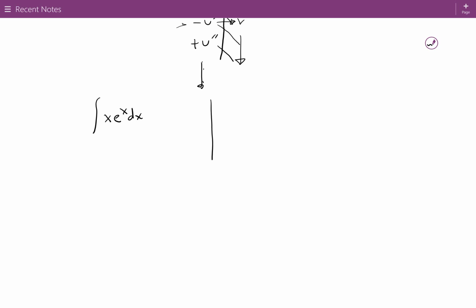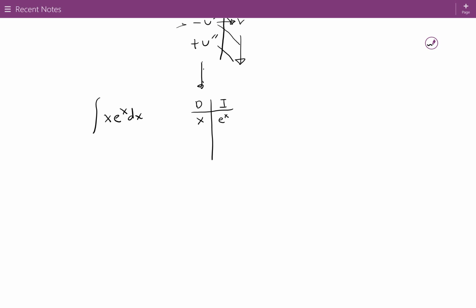So we're going to have our derivatives and our integrals. And we're going to put the x on our derivative side because x is easily derived to 0. E to the x you can keep deriving because the derivative of e to the x is e to the x. And similarly with an integral, e to the x integrated is e to the x. So it makes it easy to put e to the x on the integral side.